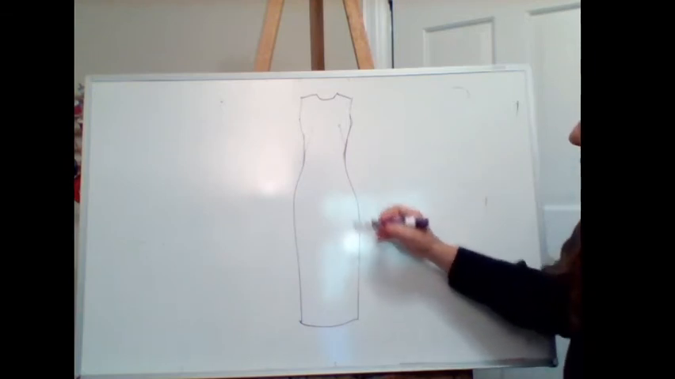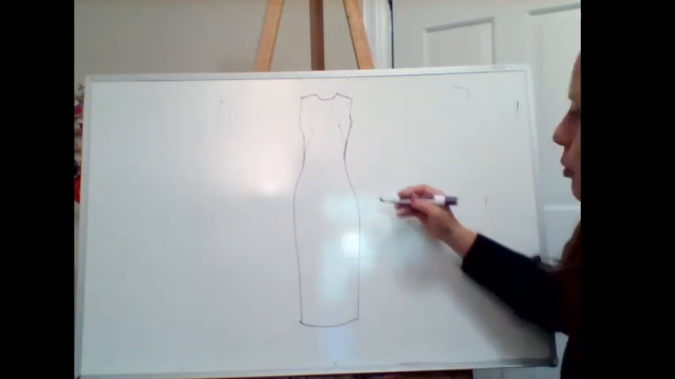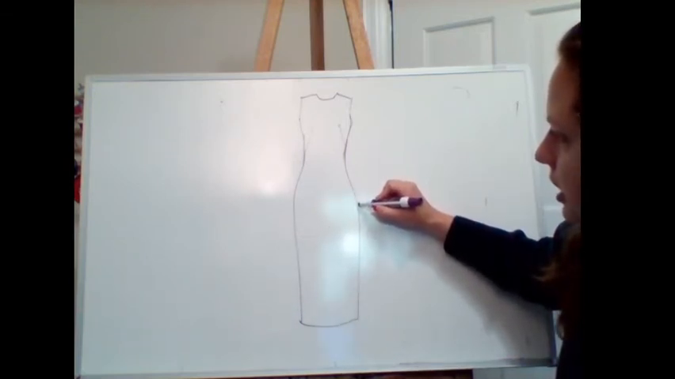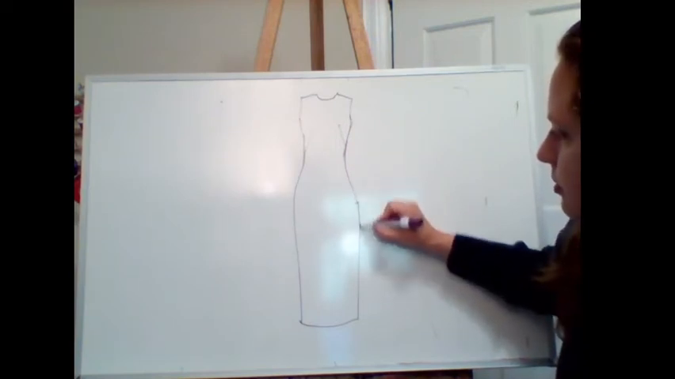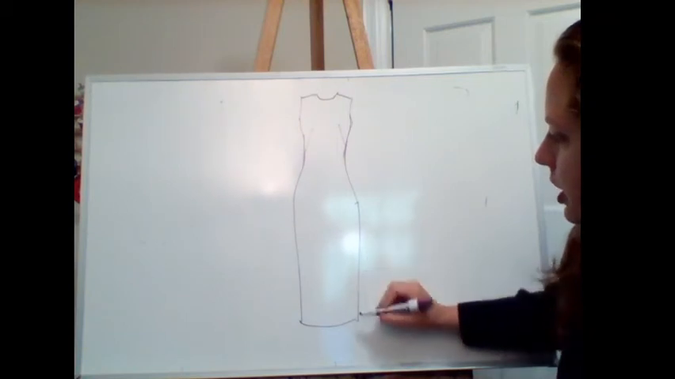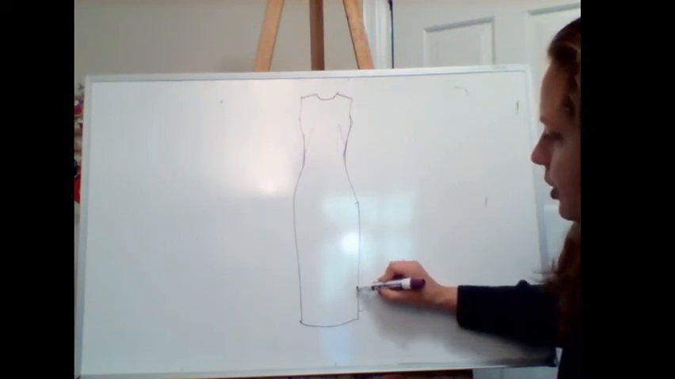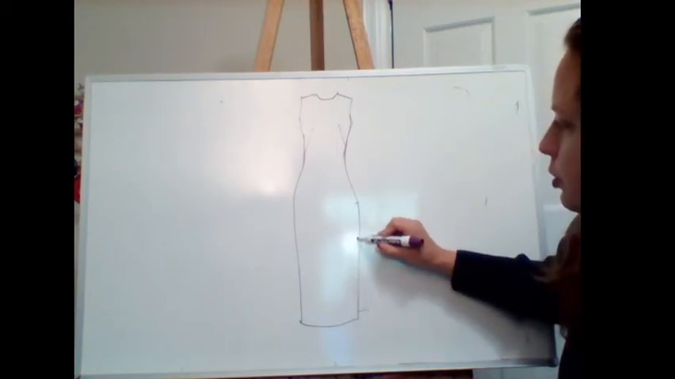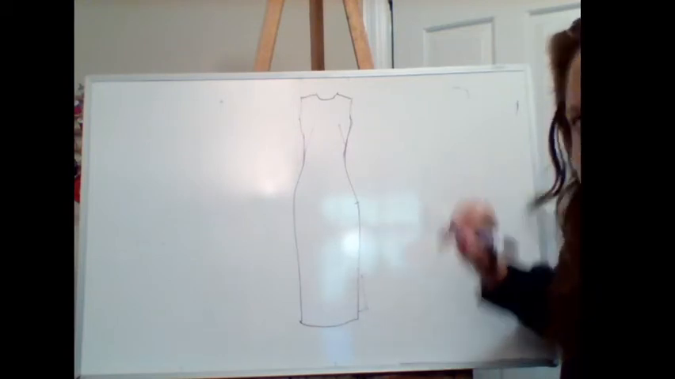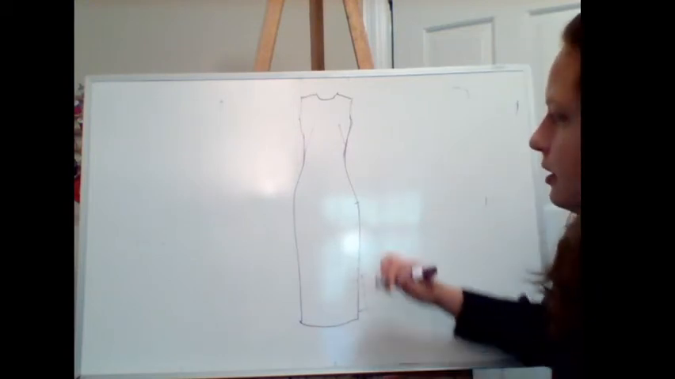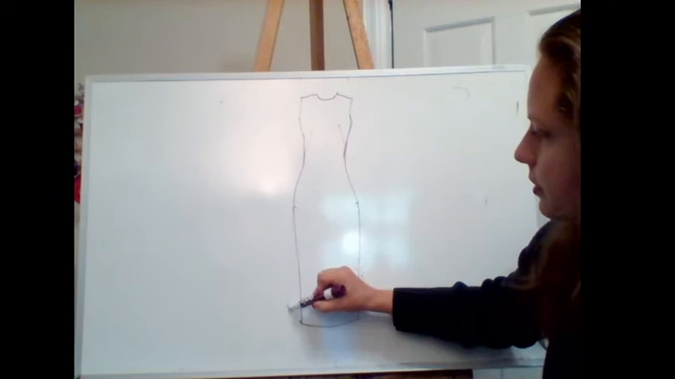And we can go ahead and put a slit anywhere we'd like. They're most commonly found in a seam. So let's put it here and then we can slit it open like this. And most slits will have to be finished with a top stitch. One is fine. Two is even better.